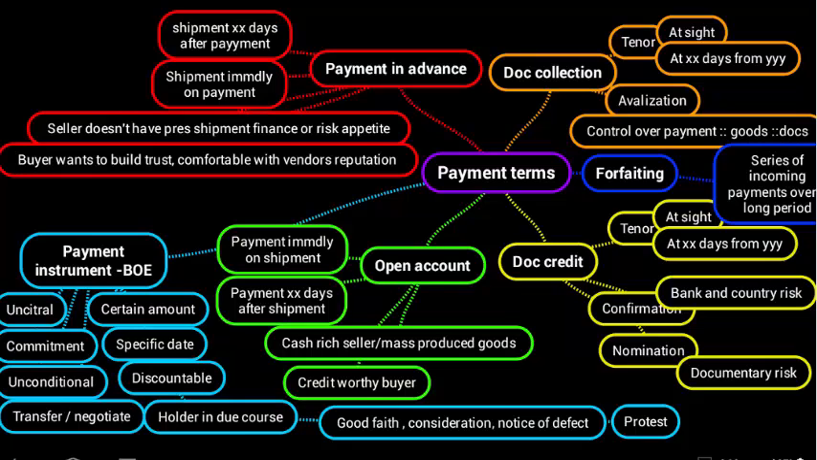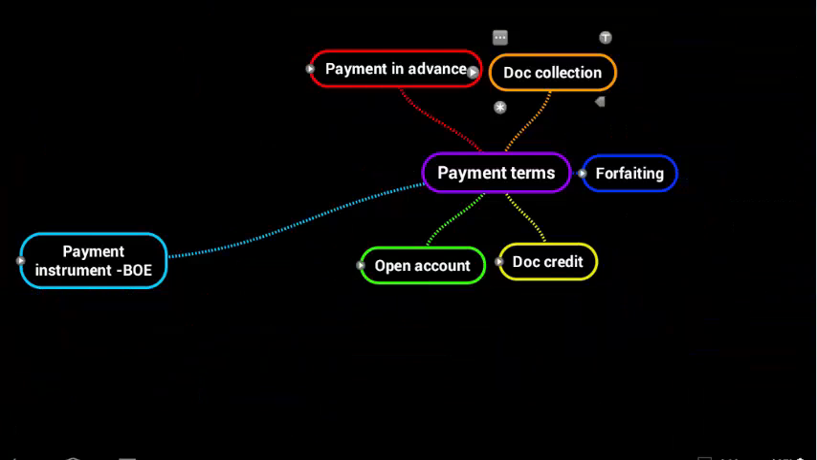Coming to payment terms, there are various ways in which an international trade can be settled. It could be payment in advance, documentary collection, documentary credit, open account, or forfeiting. The customer could also choose to have a payment instrument to facilitate this transaction. We can look at these in detail. The payment instrument chosen could be a bill of exchange, promissory note, or any similar instrument. This could or could not be part of the other payment method.